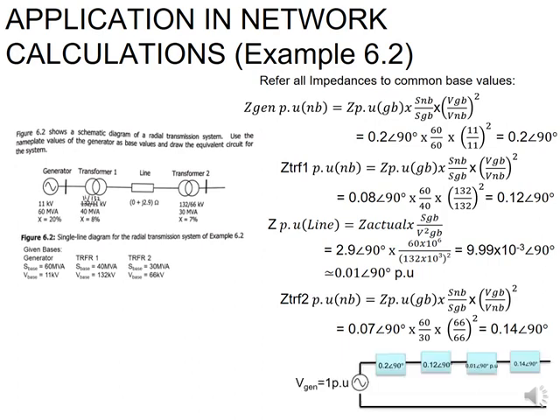I can then do the last part that they asked for, which is drawing the equivalent circuit. And you can see in my equivalent circuit that I've put in my voltage that talks to the generator, which I can put as 1 per unit. And then I put in all my impedances in there. You can see from the generator, the transformer, the line, and then the second transformer as well.